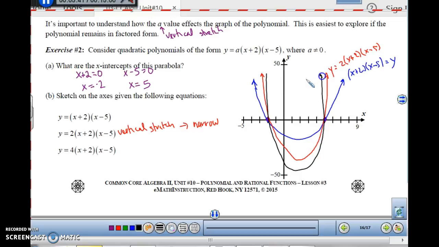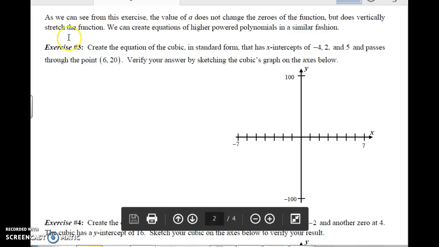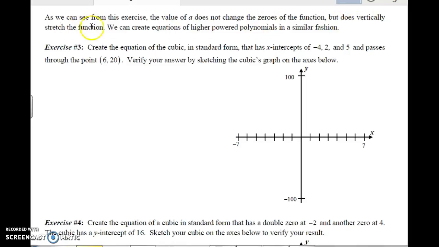All right, so that gets even narrower. 4 times x plus 2 times x minus 5. So the a value is going to make it a vertical stretch, so it's not going to affect the x-intercepts, but it is going to affect the y's. All right, so as we just said, the value of a does not change the zeros of the function, but does vertically stretch the function.